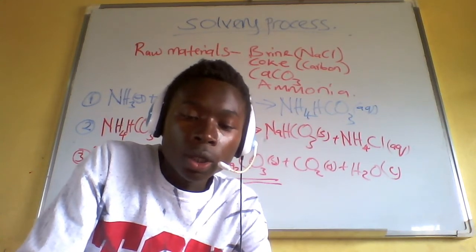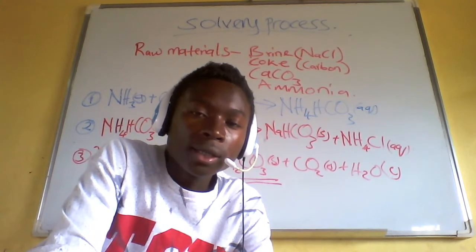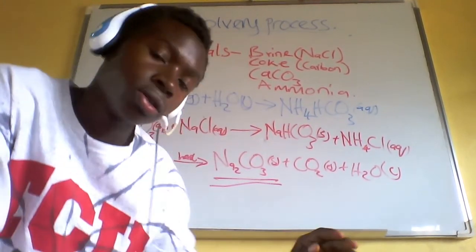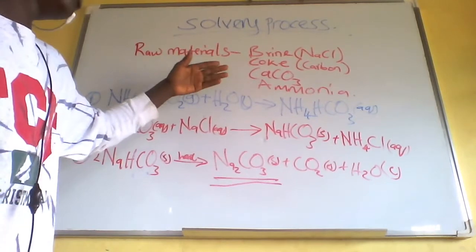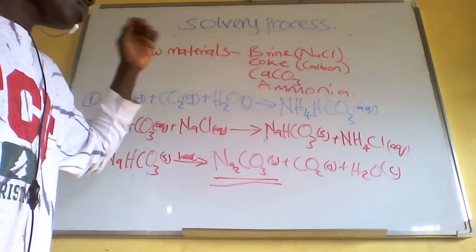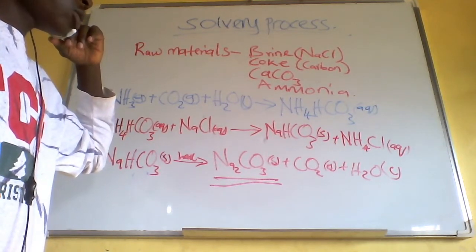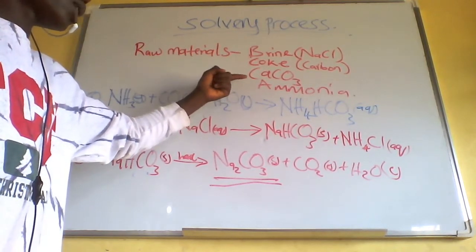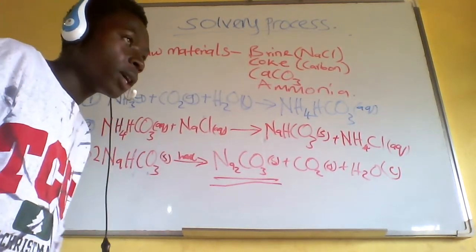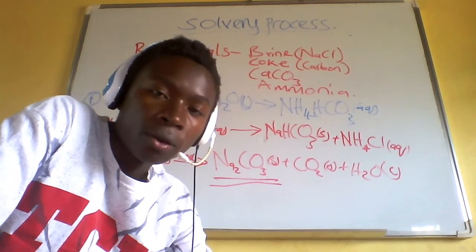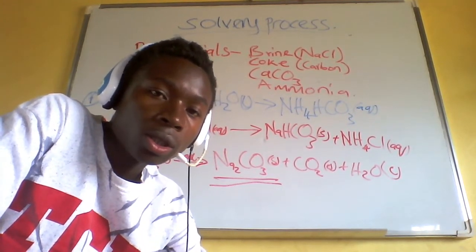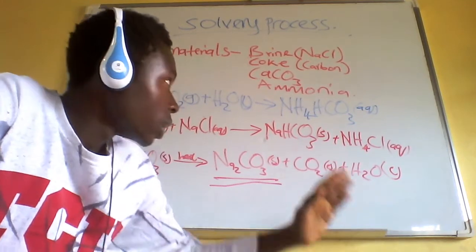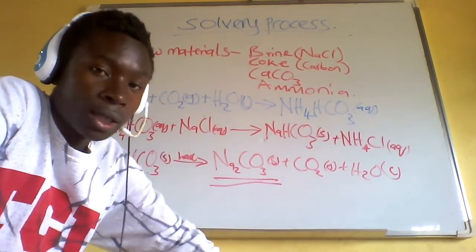Now, let's go straight to our topic. The first thing, there must be raw materials for the process to take place. Just look at my whiteboard here. You can see the raw materials: there's brine, coke, calcium carbonate, and ammonia. Brine is sodium chloride and coke is carbon. The work of the calcium carbonate is to provide carbon dioxide after decomposition. Carbonates, after undergoing decomposition, give out an oxide plus carbon dioxide.